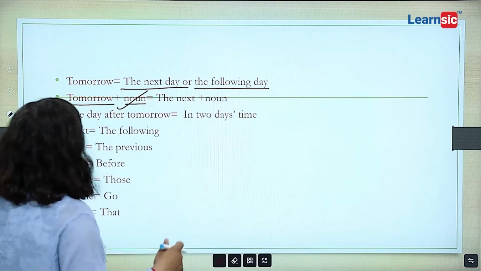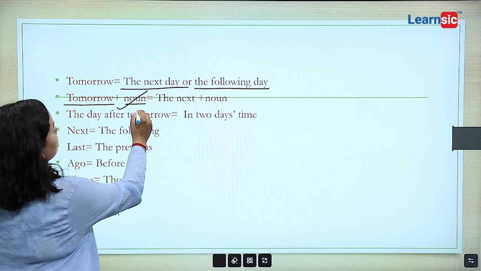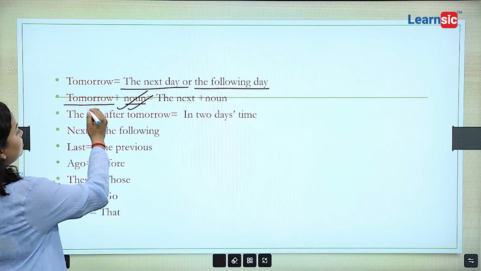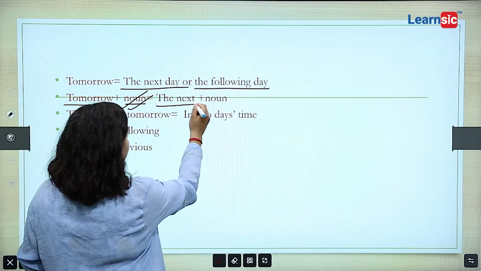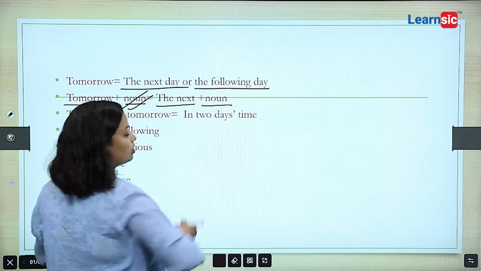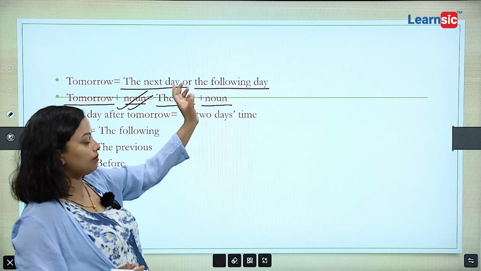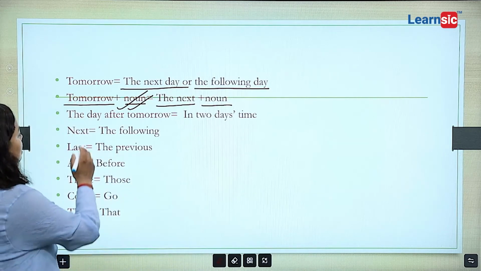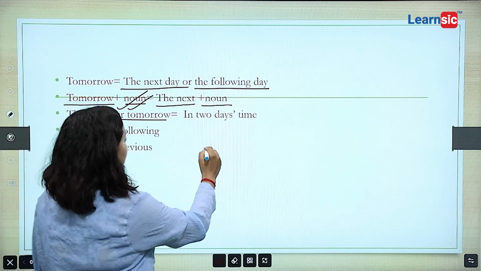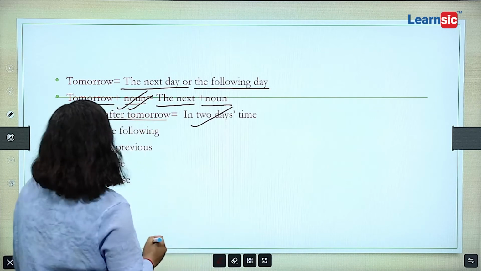So let's not go there. First of all, find the noun. If there is a noun after tomorrow, then the next time write that same noun by copying it. No need to change that. You have to just pick up that noun and put it after the next. Okay. Now the day after tomorrow, it is going to be in 2 days time.